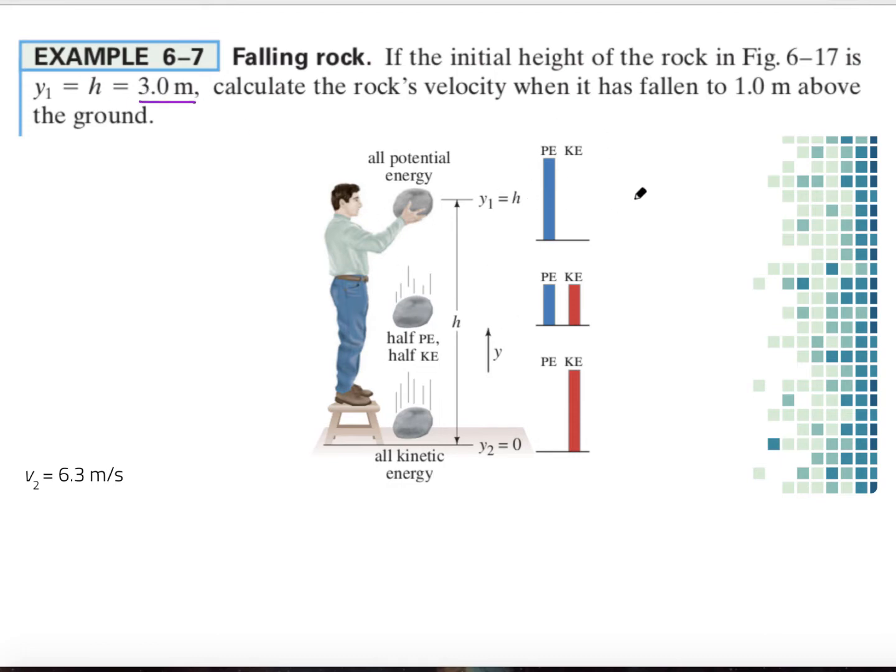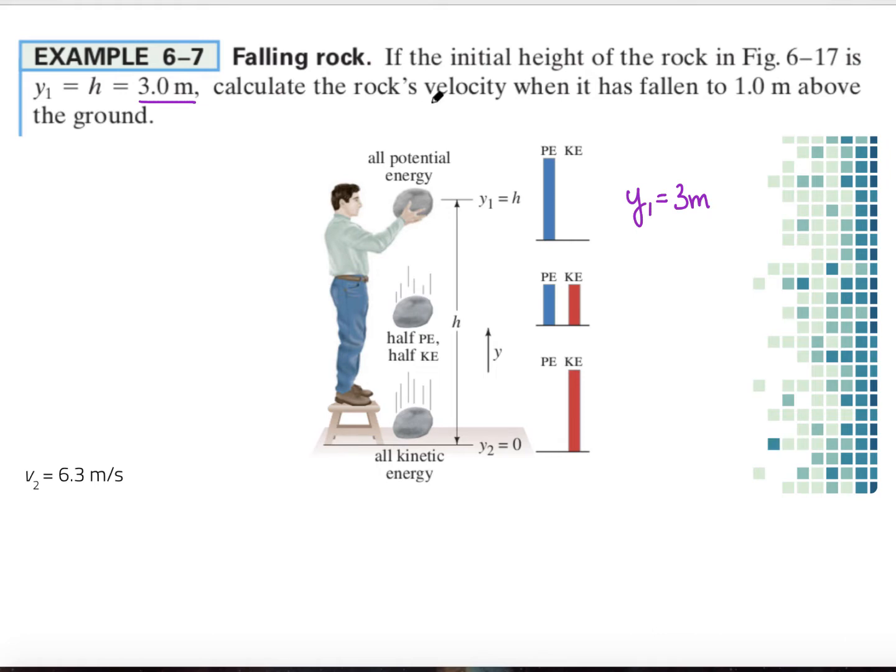And they say that's y1. So let's just write that to the side. y1 is equal to 3 meters. Then as I drop it halfway down, my potential and kinetic energies have exchanged somewhat, and halfway down I am half potential energy and half kinetic energy. Once it reaches the bottom, right before it hits the ground, it is completely in the form of kinetic energy. And this is at a final y of 0.